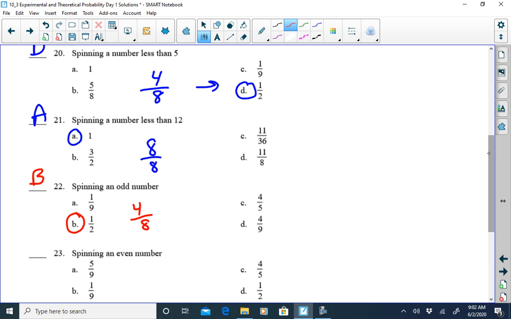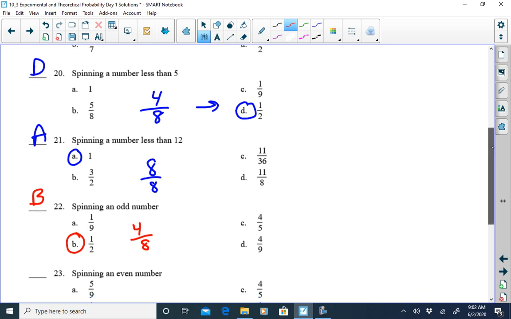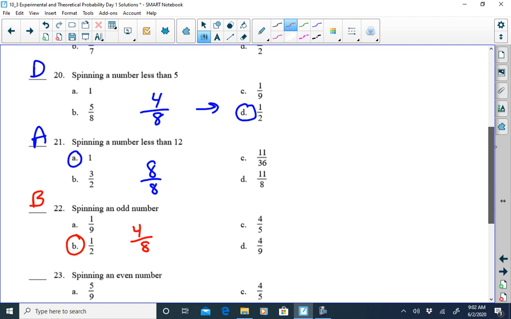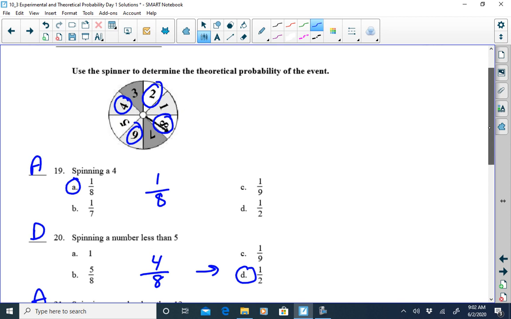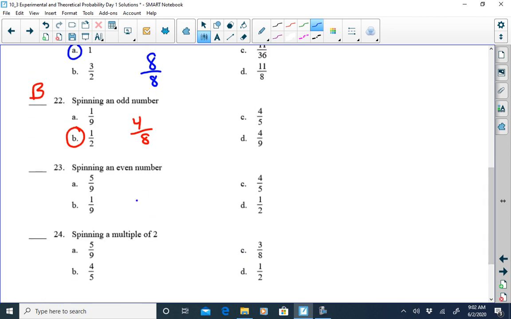Question 23, spinning an even number. Well, if we look at our even numbers here, our even numbers are 2, 4, 6, and 8. So for even numbers, there are also 4 out of the 8 outcomes that are even, and that would simplify to answer D, 1 out of 2.